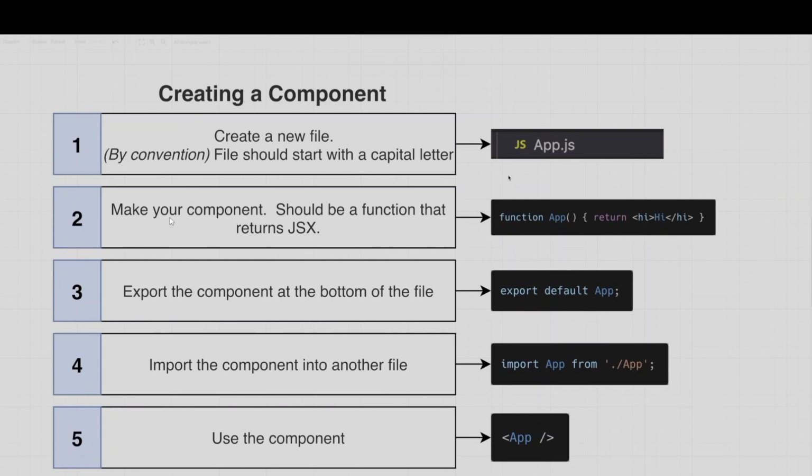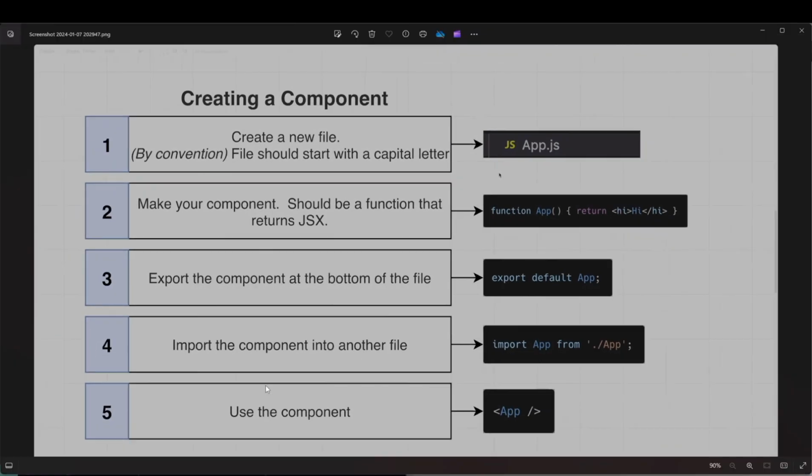Second step is we will make our component by calling a function, a JSX function, and third will be exporting our component, and fourth will be importing that component in another file. In this case we will import App in our index file and then we will use the component. So let us understand this by coding.